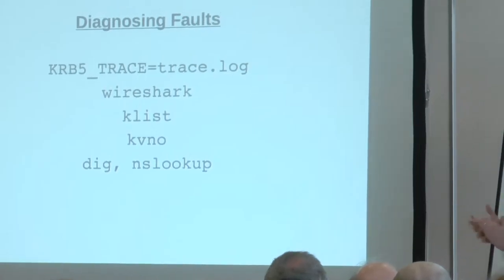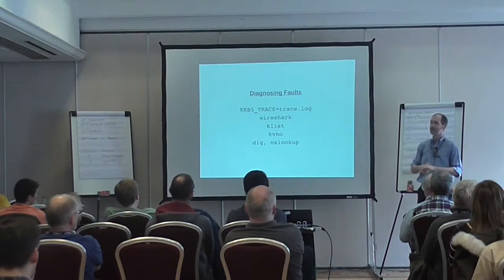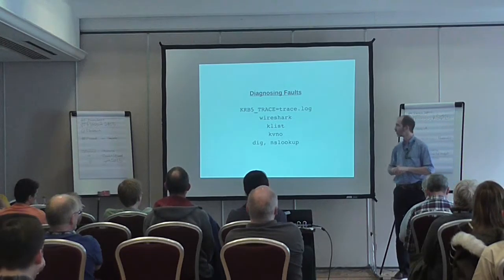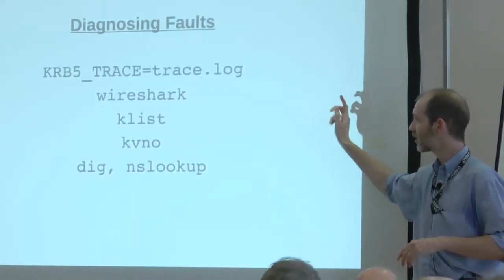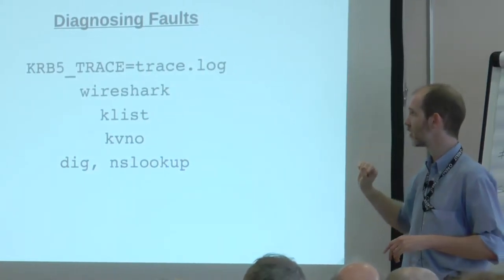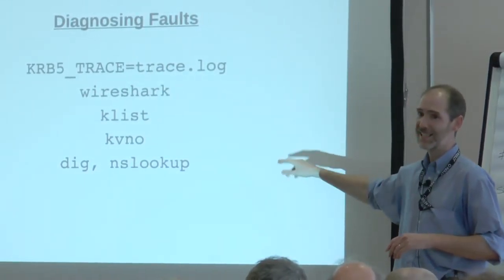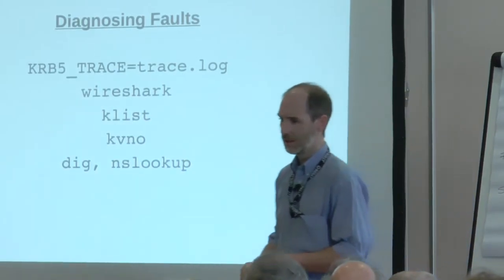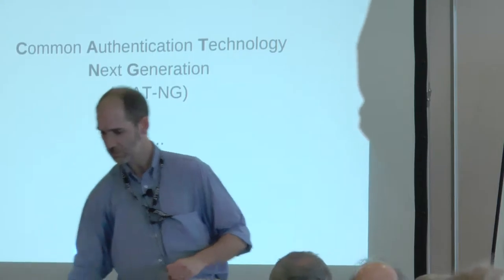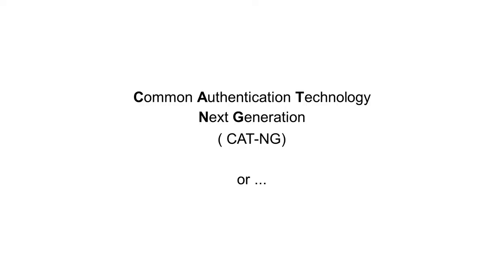Now, if you come away from this talk with one thing in your head, just remember that thing exists, KRB5 trace. It's not very easily discoverable in the documentation, but it will save you many hours of Wireshark and so on, trying to work out what's going on. You can still use Wireshark, klist, kvno allows you just to go and grab a service principal and look at it, and DNS needs to be working. Otherwise, Kerberos just doesn't play.